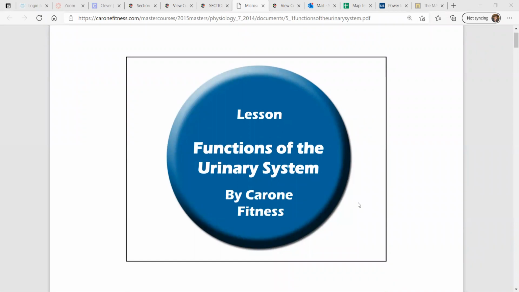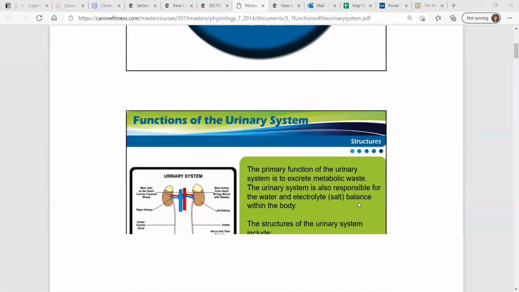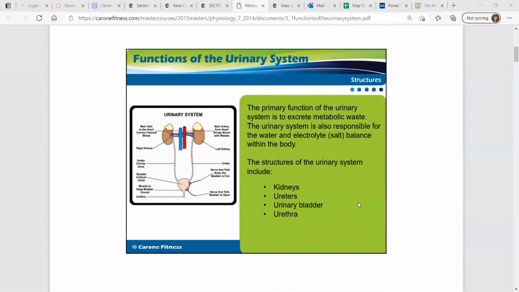Today we're going to look at the urinary system and its functions. I think everyone knows the primary function of the urinary system. It's to excrete metabolic waste. The urinary system is also responsible for the water and electrolyte salt balance within the body.